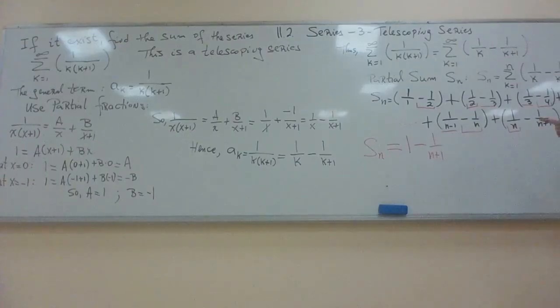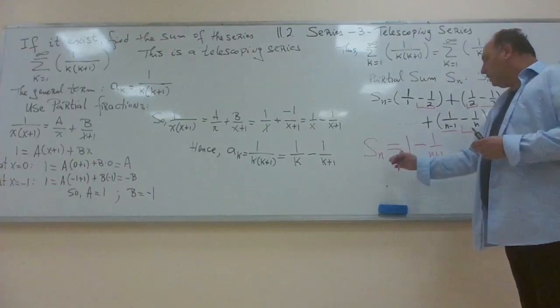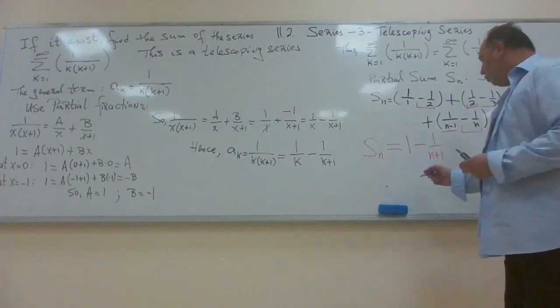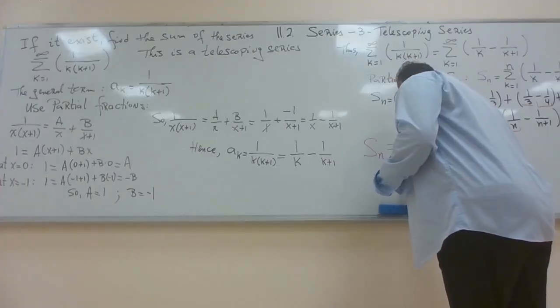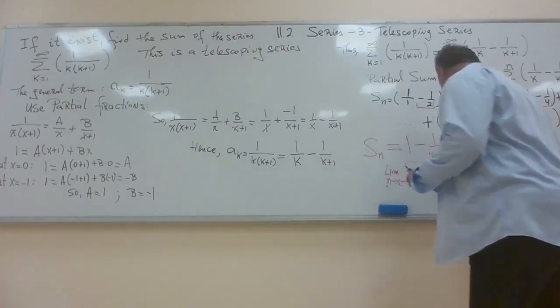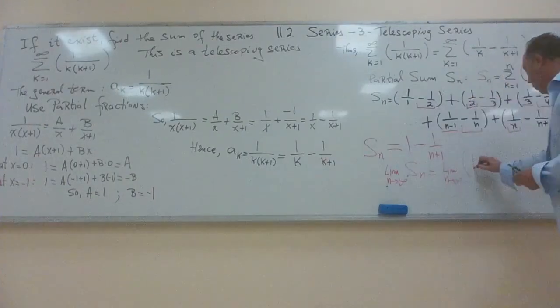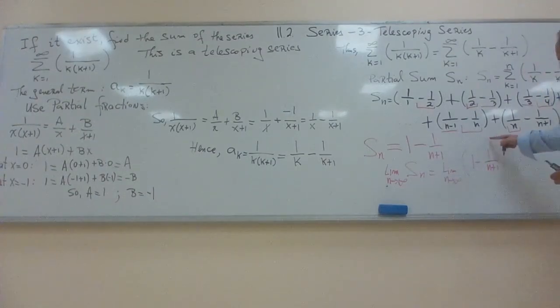Now we know that the sum of the series is the limit of partial sums, if the limit exists. So let's compute the limit when n goes to infinity of Sn, which is the limit when n goes to infinity of 1 minus 1 over n plus 1. Obviously this term here goes to 0, so we have 1 minus 0, which is 1.